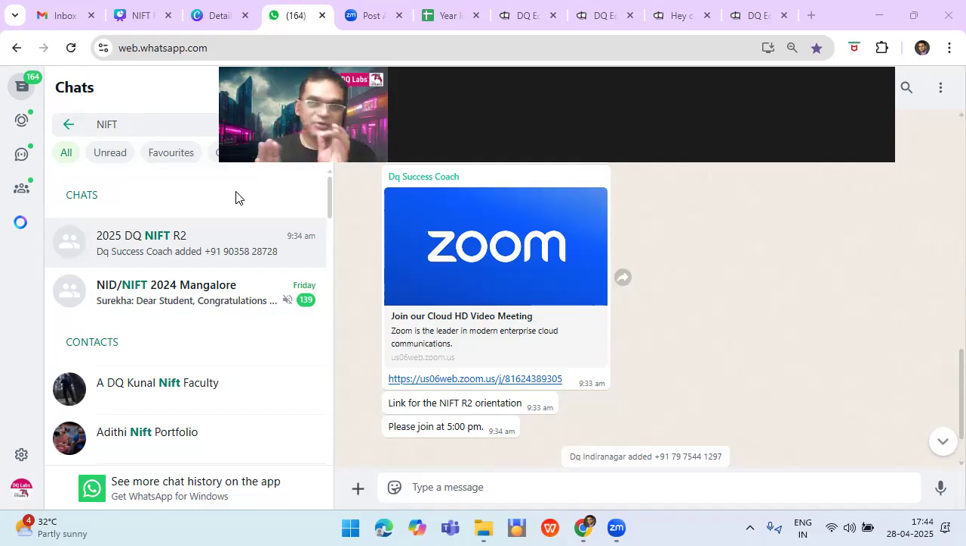So NIFT round 2 is very straightforward. Just focus on neatness, cleanliness, sturdiness, detailing, scale and proportion, and a good write-up. If you do that nicely, then you can easily clear round 2 also. All the best, and looking forward to a great learning experience with you. Please make use of the faculty and seek feedback, and also listen to other students' feedback. All the best, and looking forward to further interaction with all of you.